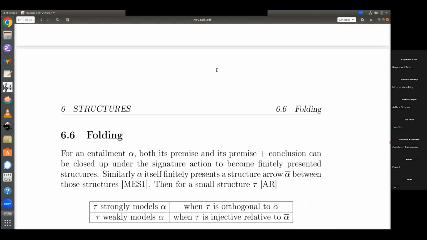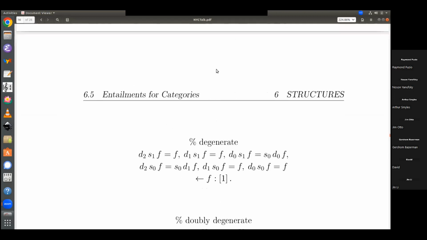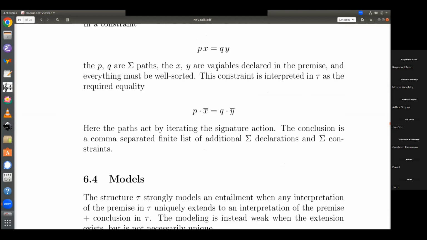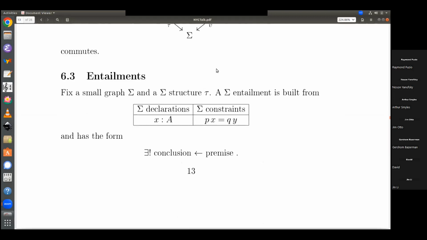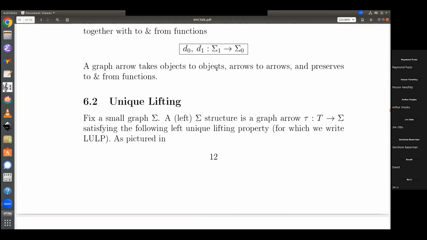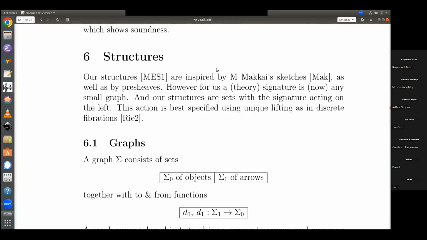So Jim, you finished? No, I'm not finished. Oh, okay. I want to wave my hands quickly at the idea of entailments. Yeah, could you define entailments? I'm going to do that right now. Yeah, okay, and great.